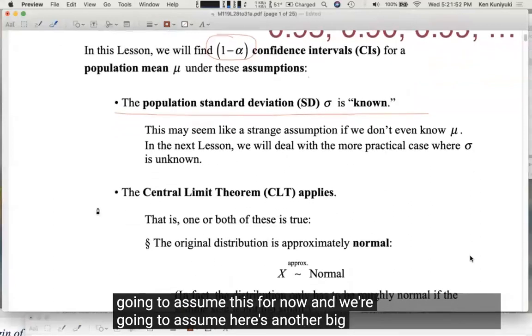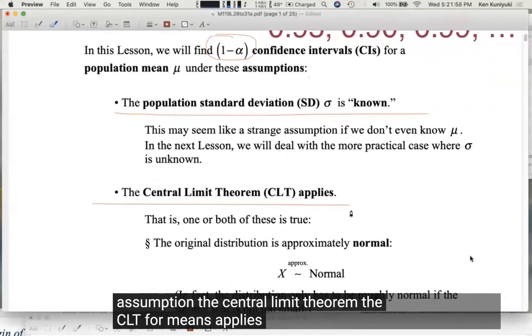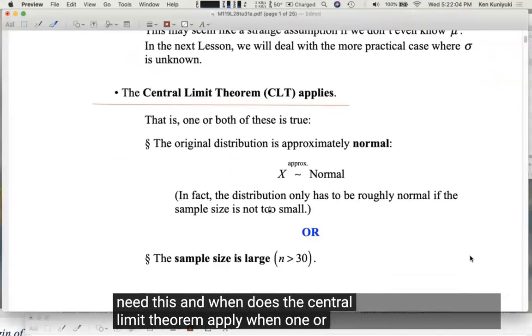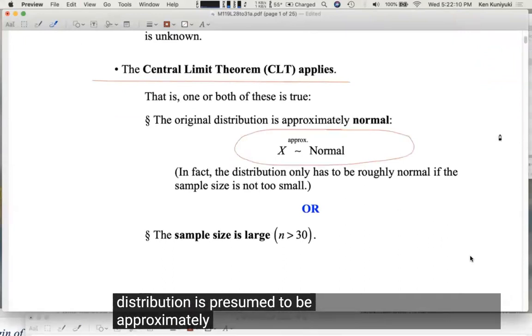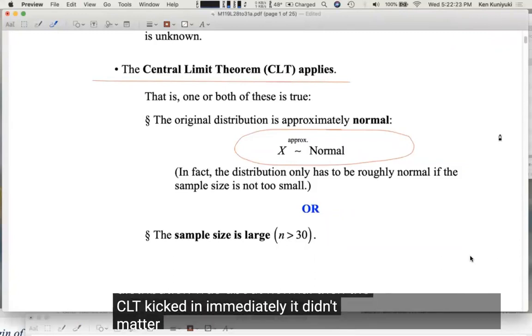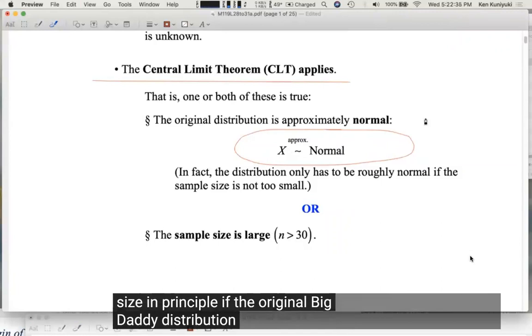And we're going to assume, here's another big assumption, the central limit theorem, the CLT for means, applies. We're going to need this. And when does the central limit theorem apply? When one or both of the following is true. If the Big Daddy distribution is presumed to be approximately normal. Remember, we dealt with examples before with IQ scores, where we assumed that the overall distribution was about normal. Then the CLT kicked in immediately. It didn't matter how big your sample size was in terms of our ability to apply the CLT. We can apply the CLT regardless of sample size, in principle, if the original Big Daddy distribution is about normal.